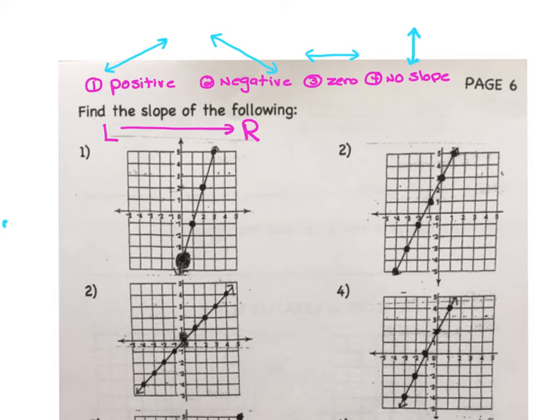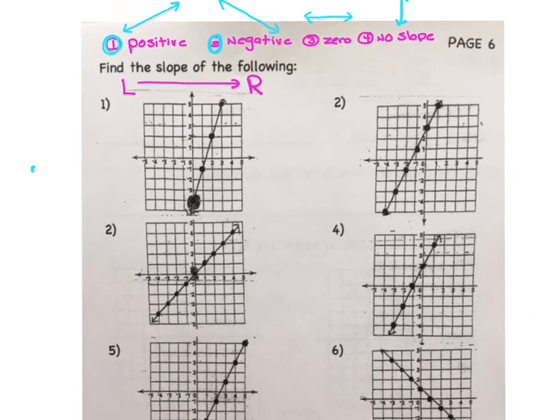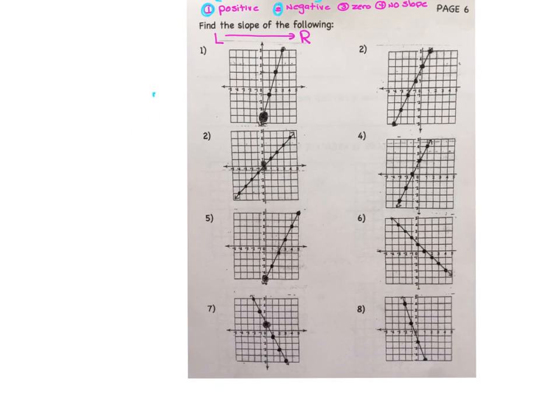For this activity, we're basically going to be looking at positive slope and negative slope. Let's start with that. Take a look at the 8 different lines you've been given and determine which ones have positive slopes and which ones have negative slopes.